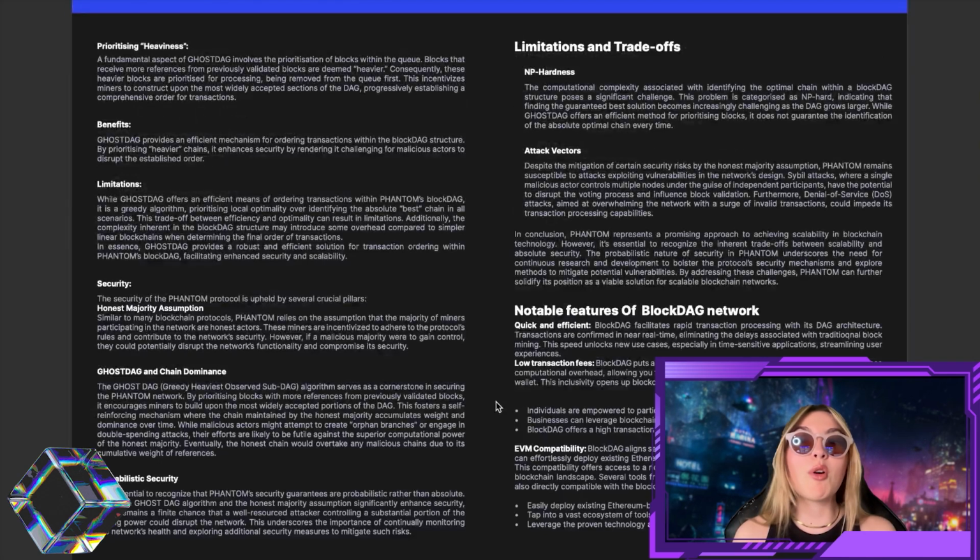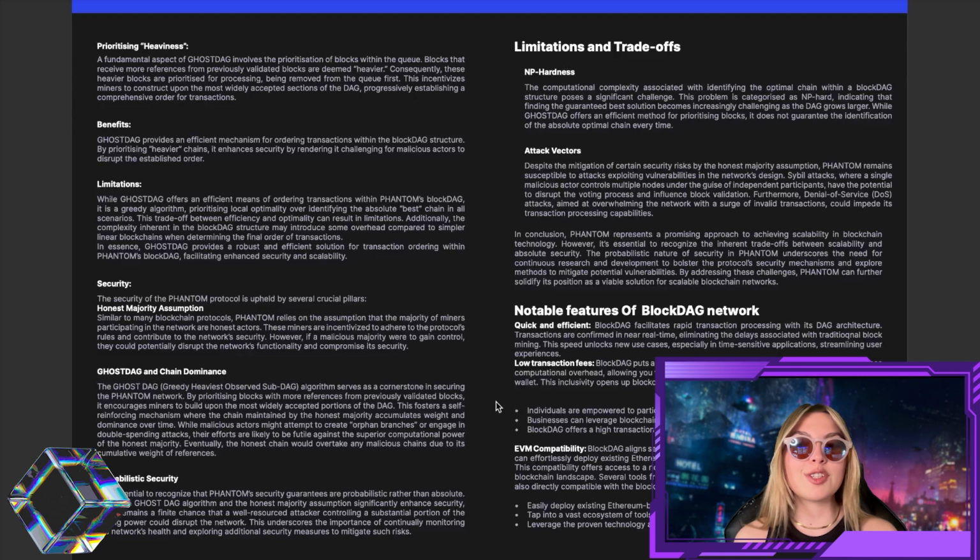Down below, even more information going into prioritizing the heaviness, the benefits. The GHOST stack provides an efficient mechanism for ordering transactions within the BlockDAG structure by prioritizing heavier chains, which enhances security by rendering it challenging for malicious actors to disrupt the established order itself.